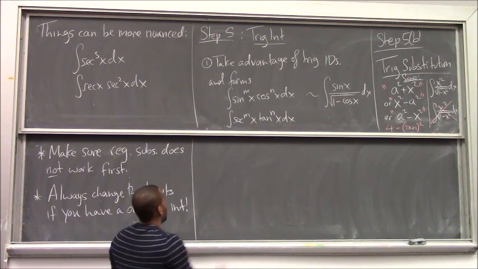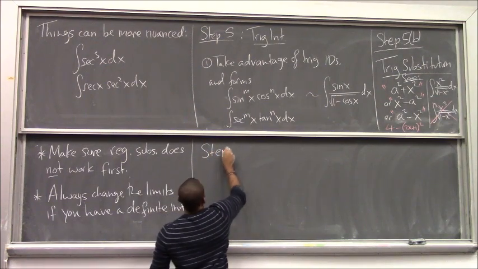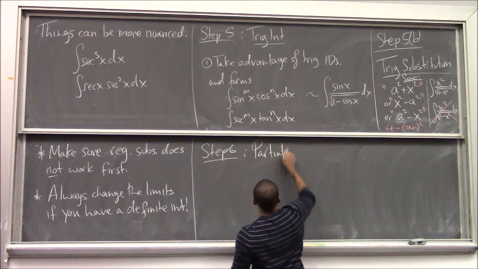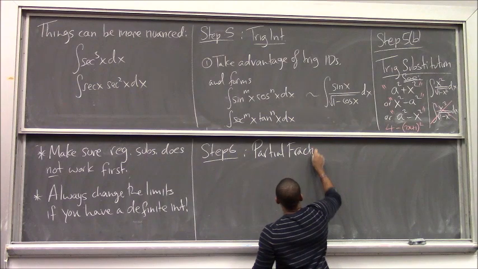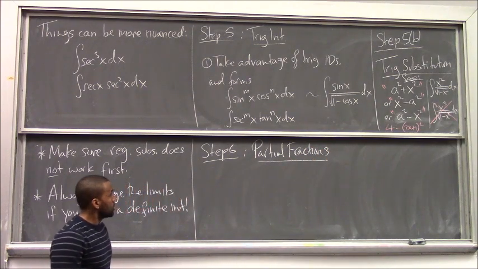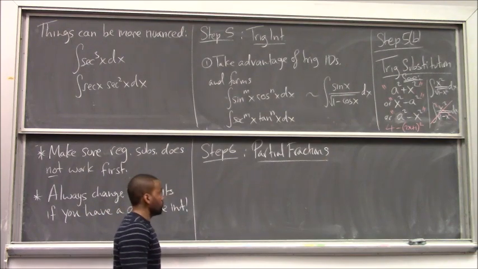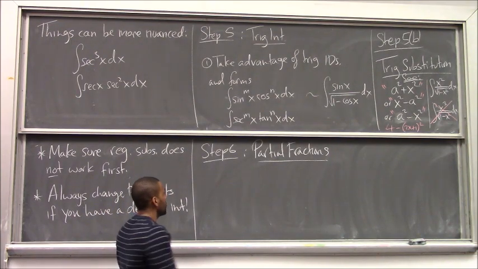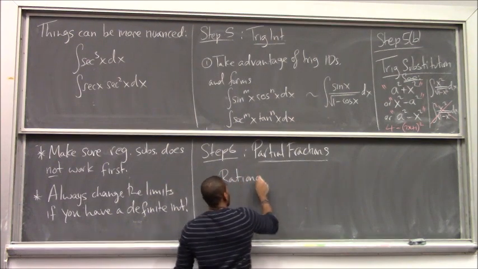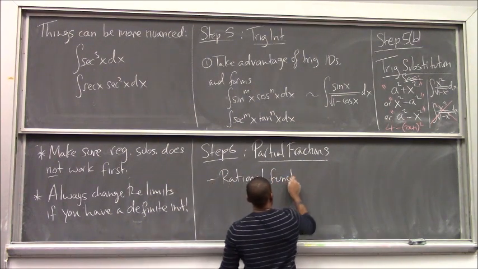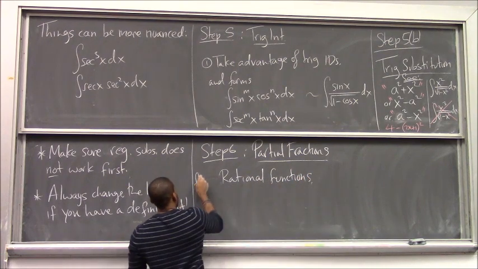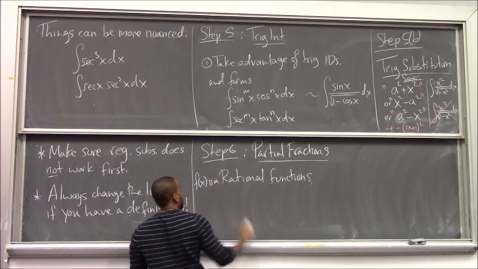What's the other guy we looked at? Partial fractions. Saw that last time. When would partial fractions be useful? Polynomial over polynomial. Right, which is called a rational function. What kind of rational functions? A proper one. So this f of x is a rational function.